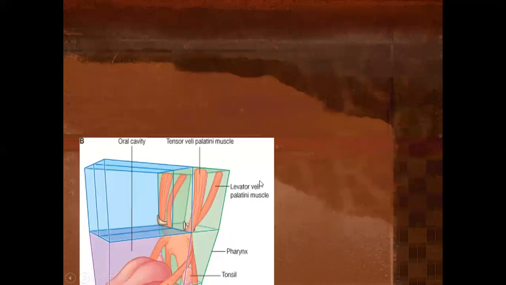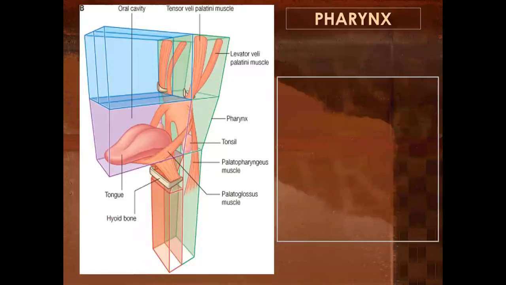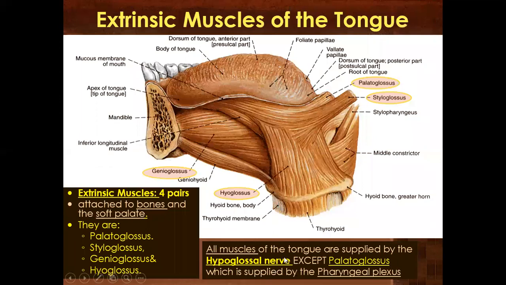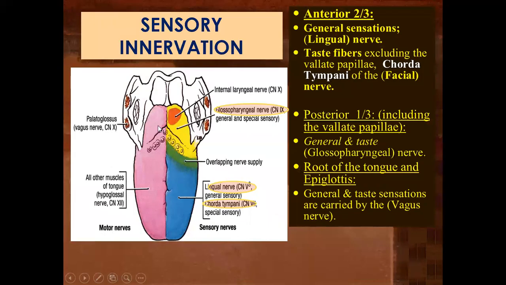Now going to the motor supply. The motor supply of all the muscles of the tongue is by the hypoglossal nerve. That is the 12th cranial nerve, as we have already seen. The hypoglossal nerve supplies all the muscles of the tongue except the palatoglossus, which is supplied by the pharyngeal plexus. So this is the motor supply. This is the sensory nerve supply. So this is very important. You should remember this.